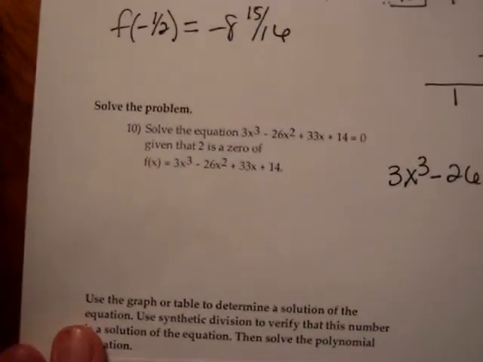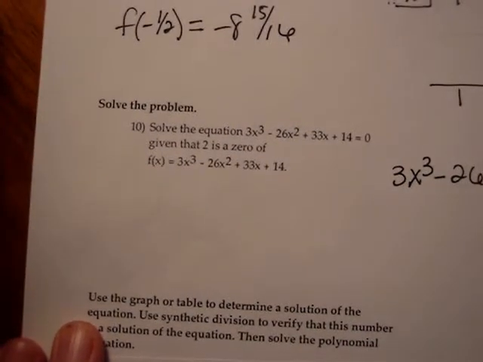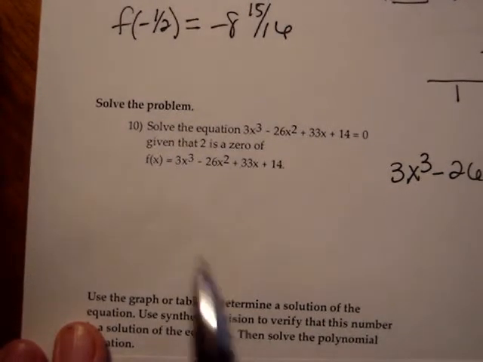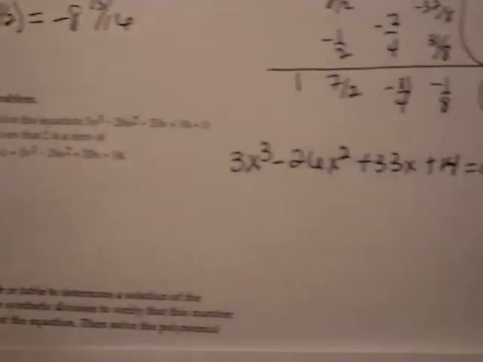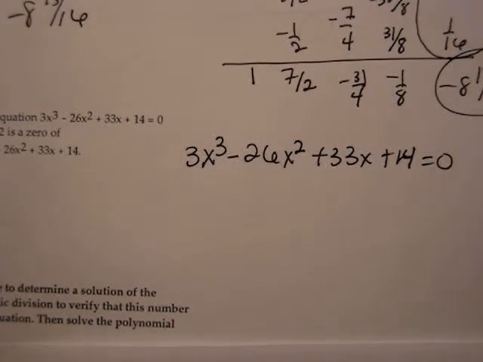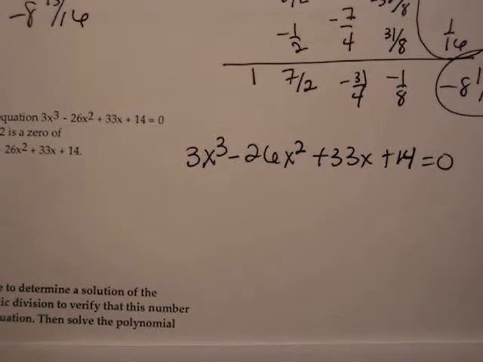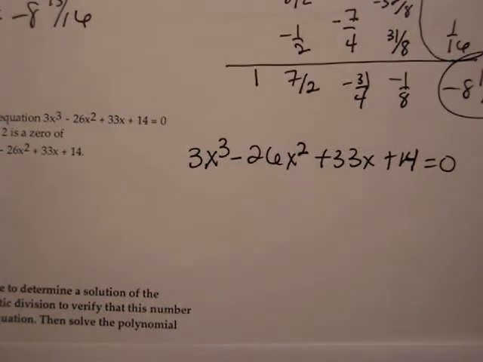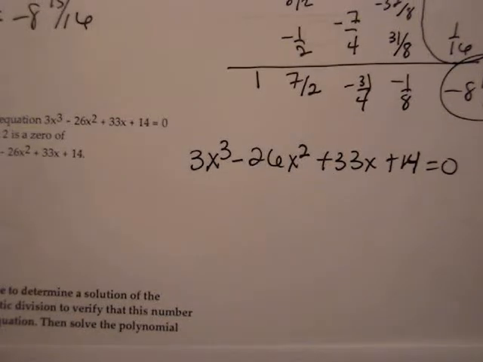Okay, now I'm looking at number 10 from section 3.3, and it says solve this equation, and I've rewritten the equation over here so you can see it better. 3x to the third minus 26x squared plus 33x plus 14. Okay, well, so far the only way we know how to solve polynomial equations is you set it equal to 0 and factor completely. Well, this has 4 terms and I can't factor by grouping, so I'm not sure how to factor. So in this section they're going to give us a hint.